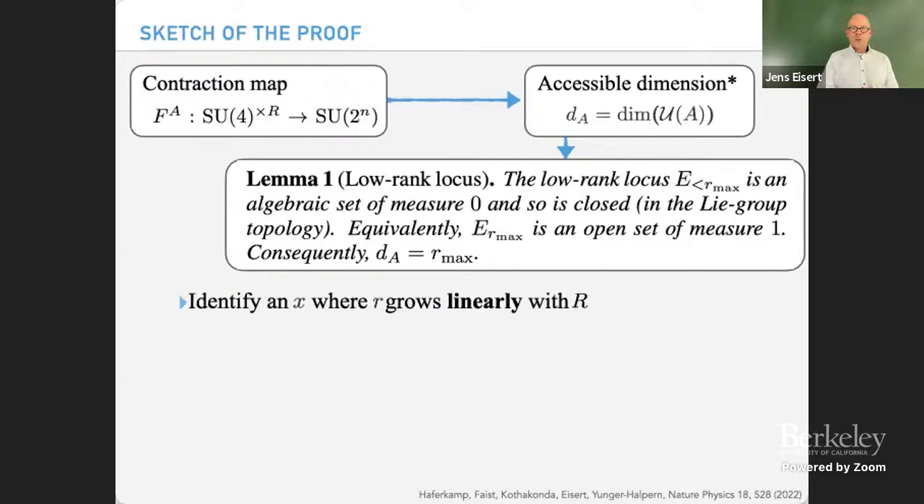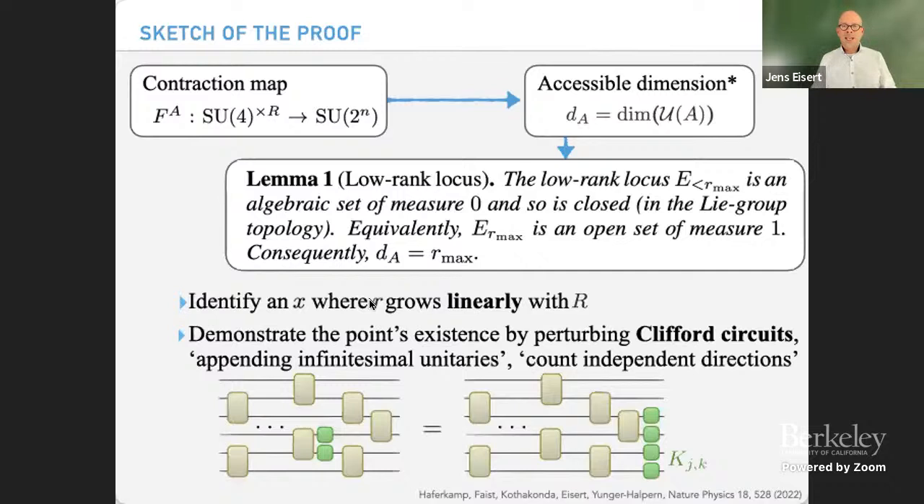So we have to identify an X where R grows linearly, this rank grows linearly with R, like with the number of chunks in the circuits, or with the circuit depth, if you want. And what could be more natural than picking a Clifford circuit or a family of random Clifford circuits? So we have to just demonstrate the point's existence and not optimize over all settings. And we demonstrate this point's existence by perturbing random Clifford circuits. And we do so by appending small, infinitesimal unitaries, and counting the independent directions we can go into.